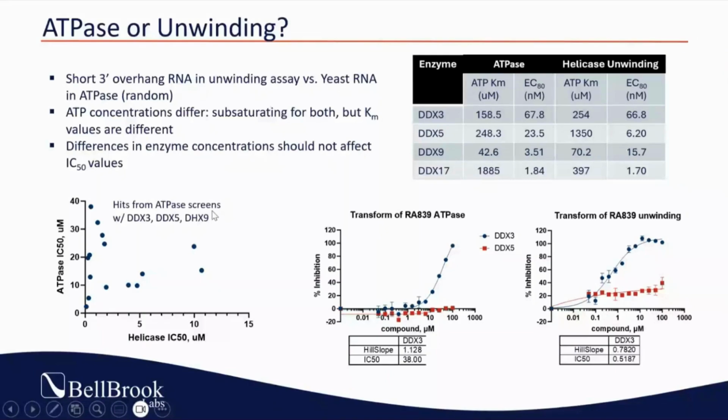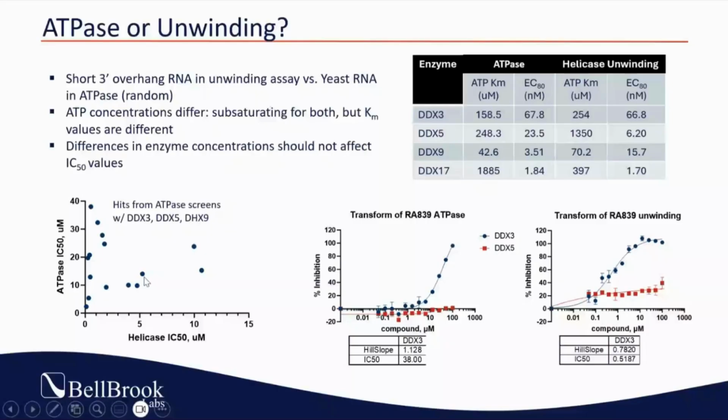So we did screens using the ATPase for these 3 different DDXs, and then measured the dose response. Some of them overlapped, and some of them were specific to a single enzyme. But anyway, we tested them all in dose response using both the ATPase and the unwinding assay. And here's the relationship we found.